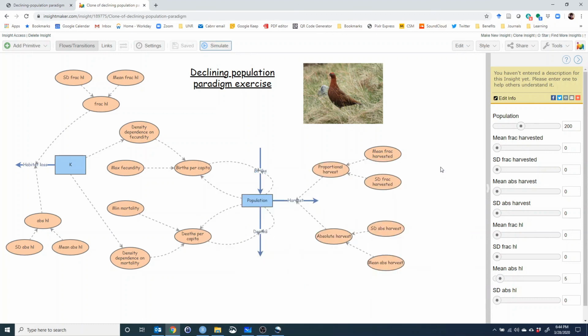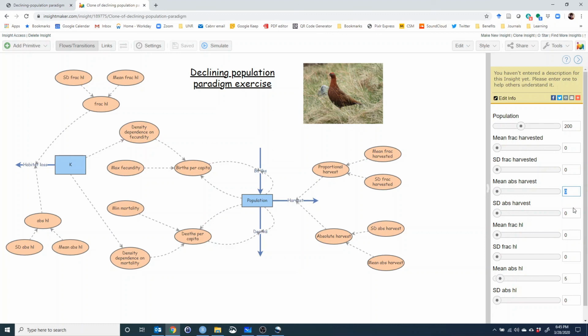What I'd like to ask you to do is to combine those two scenarios. So take a scenario where you have absolute habitat loss of 5 individuals supported by the habitat per year, and add an absolute harvest of 35 individuals per year. Now see what happens. What happens in that scenario? And there's a Top Hat question that I'd like you to answer based on that.